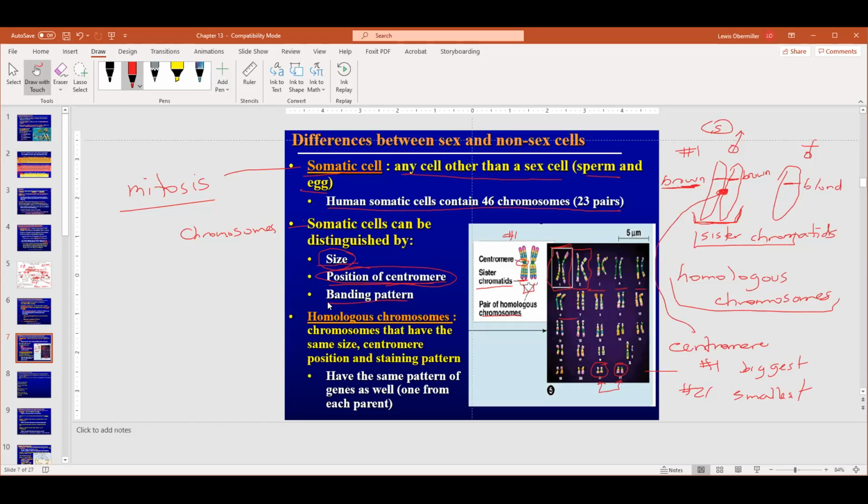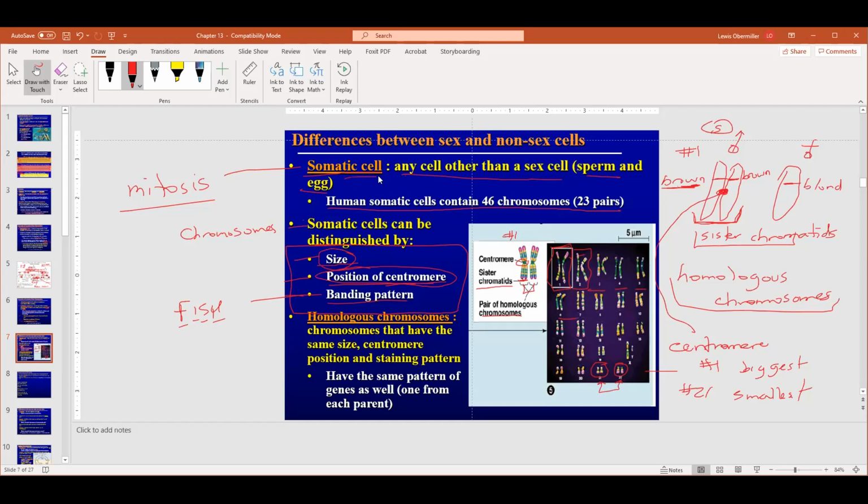And then you can stain these things. They use a staining technique called FISH, which stands for fluorescent in situ hybridization. You don't need to know that, but it causes the chromosomes to have these bands, and you can see pink and blue and so on and so forth. So you can recognize the chromosomes from one another based on size, position of centromere, and banding pattern. This is what's important, and this is what I'll ask you on the test.